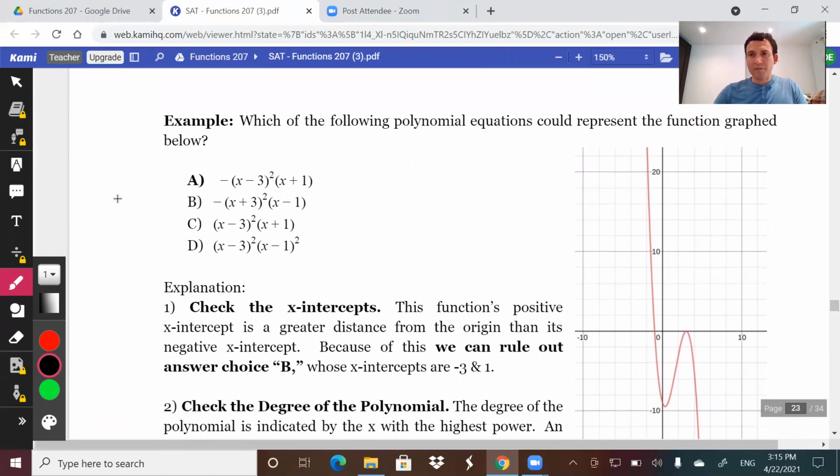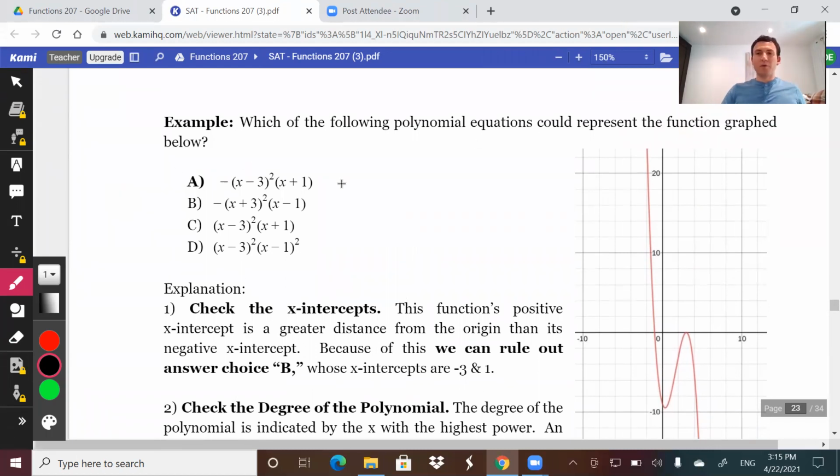So what we have is, which of the following equations could represent what's being graphed here. So there are 4 things you can do to get this. The first thing, the easiest thing to do, is to check your x-intercepts.